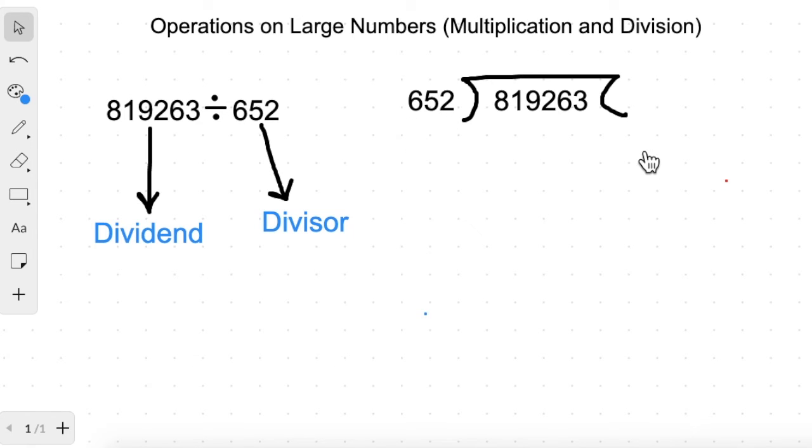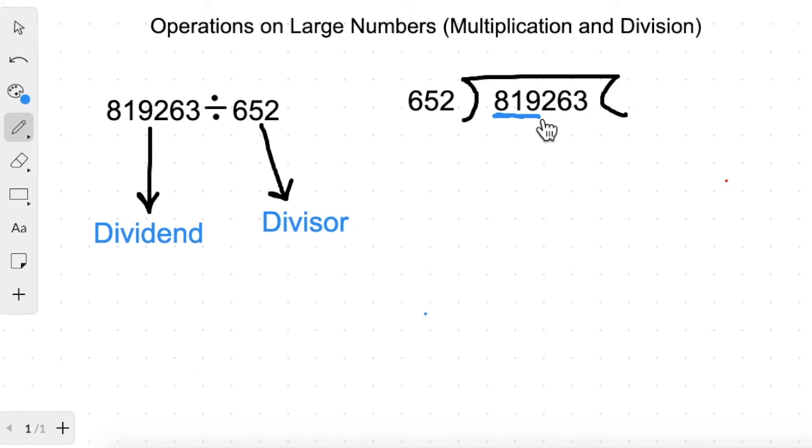Let us see how. We'll see the first digit from the left. It is 8 and we cannot divide 8 by this number. So we'll take 1 also. Now can 81 be divided by 652? No, still not possible. So we'll take 3 digits, 819. Now can 819 be divided by 652? Or will there be any 652 in this number?